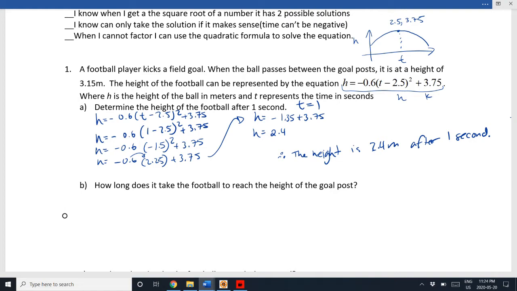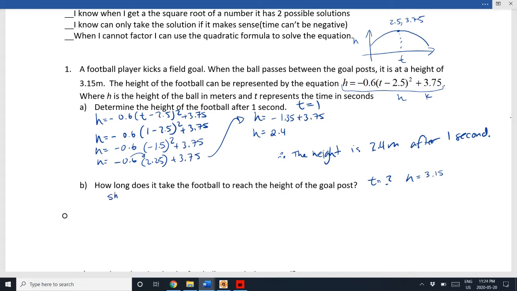Let's try part B. How long does it take the football to reach the height of the goalpost? So we want to figure out how long it will take. So what is t when the ball reaches the height of the goalpost? And the h here is 3.15. So what is t when h is equal to 3.15? Okay, so we know what h is, so we can plug that into our equation. And then all we're doing here is solving for t. So let's go ahead and try that.